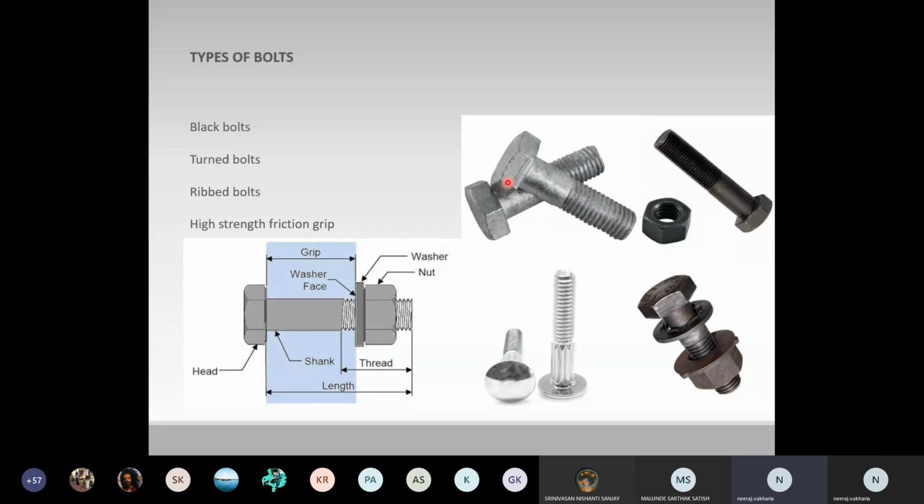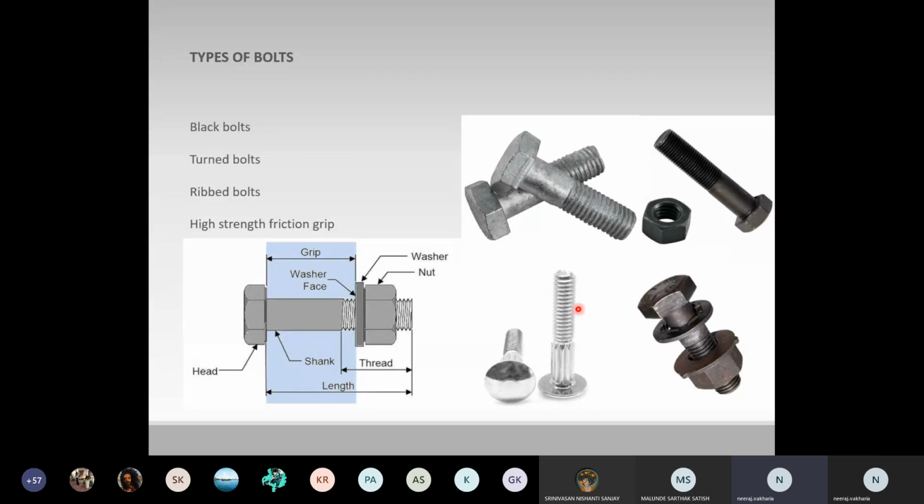Again, the difference in material makes it better. However, again, these bolts are obsolete nowadays. Now we have more developed, better bolts having high shear resistance. So these are again not much used.